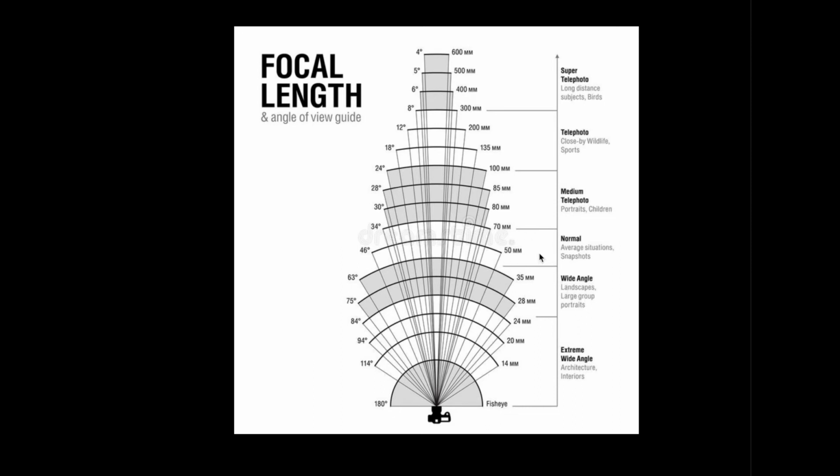We already talked about normal. We have medium telephoto, so portraits and children. I'm not sure why they have children on here. That's kind of strange. But you can see here about from 70 to 100 millimeters. And then telephoto, 100 millimeters to 300. And then super telephoto, super long distances. And you can see here how the angle changes, right? So as the focal length increases, the angle at which the lens is able to capture kind of narrows, right?